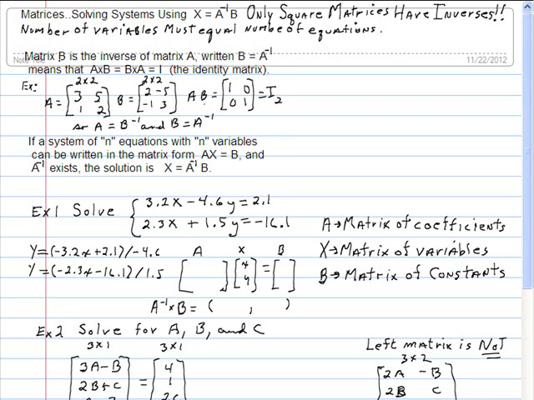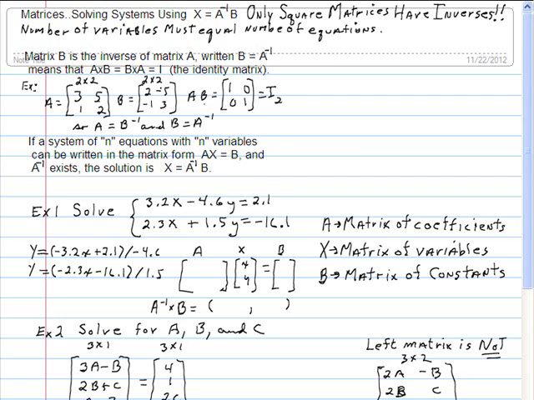Now, what do I mean by an inverse matrix? Well, I say that B is the inverse of matrix A, written B equals A inverse. That symbol means that A times B is equal to B times A is equal to I, which means the identity matrix. So here in this first example, I've got two 2 by 2 matrices. Matrix A is 3, 5, 1, 2. Matrix B is 2, negative 5, negative 1, 3.